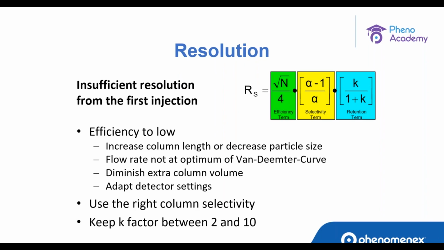Use the right column selectivity. If the stationary phase is wrong, the resolution might not be as good as you want. Keep the k factor between 2 and 10.